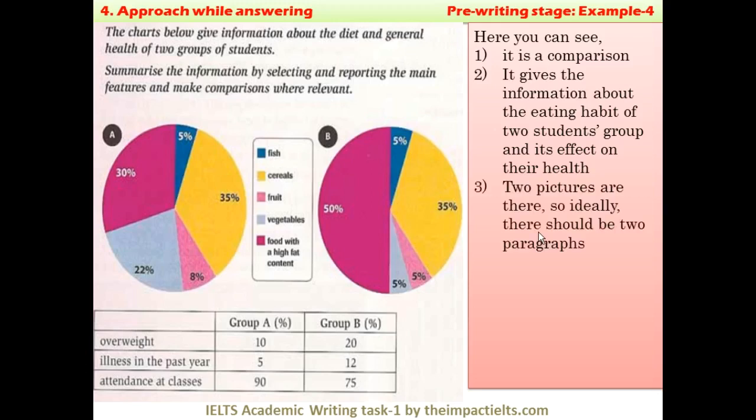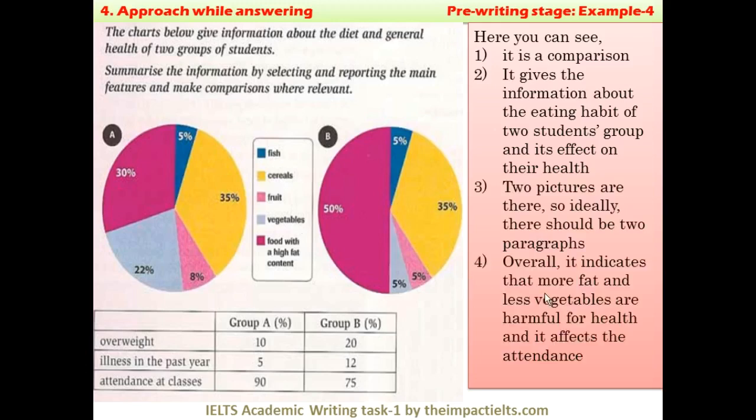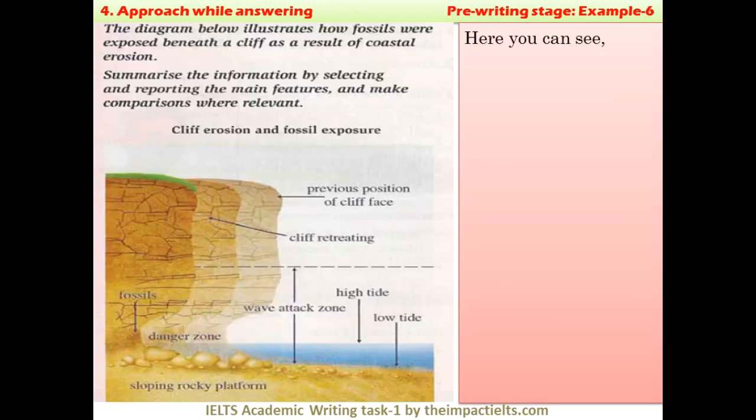So clear. Because two pictures are there, ideally there should be two paragraphs, and overall it indicates, you will have to look at it closely a bit, that more fat and less vegetables are harmful for health and it affects their attendance. So you can see it doesn't take more than 1 to 3 minutes in any case if you want to make notes, especially about the overview, because you may have to think again in the end while writing the overview. So perhaps you can do that in the beginning, right?